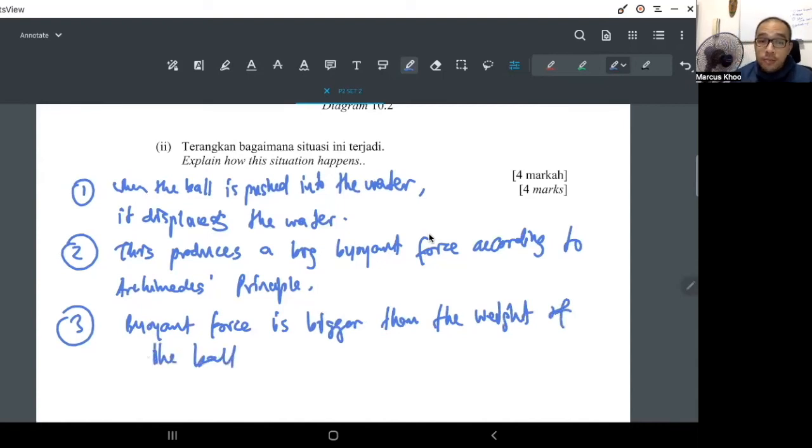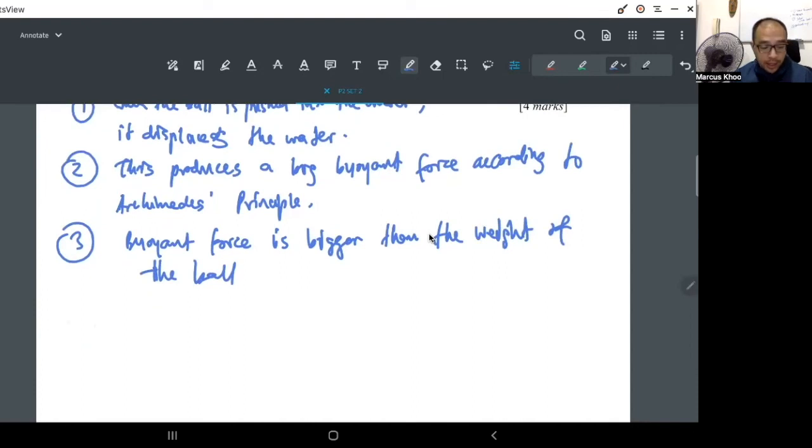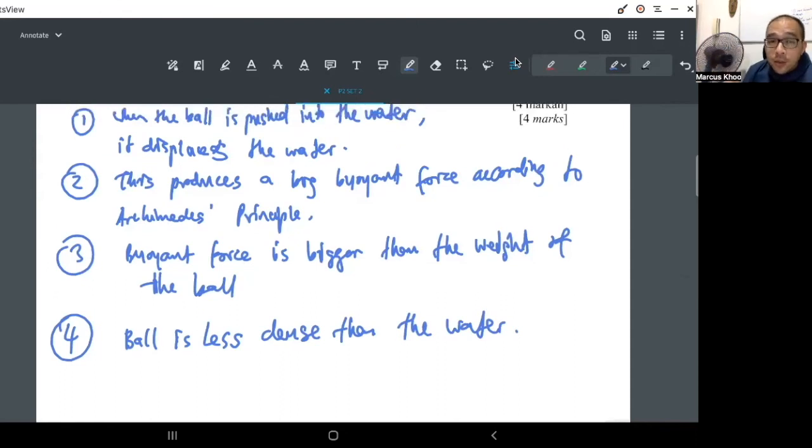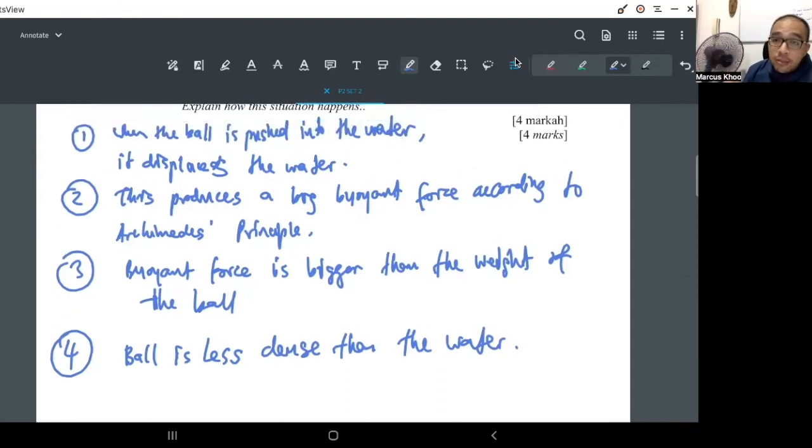Okay, the buoyant force is bigger than the weight of the ball. And that's why finally the ball travels upwards. Or you can also say, of course, another point that you can also mention is that the ball is less dense than the water. This will also cause it to go up. So you can write these four points down as the explanation.